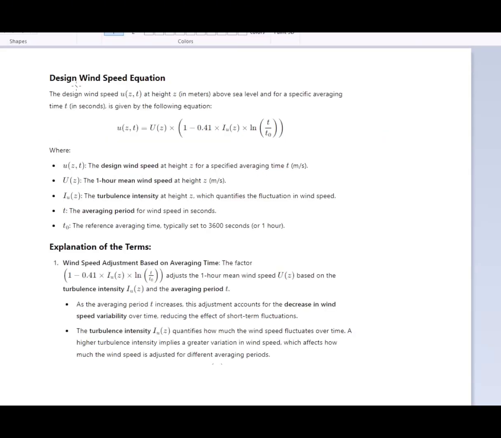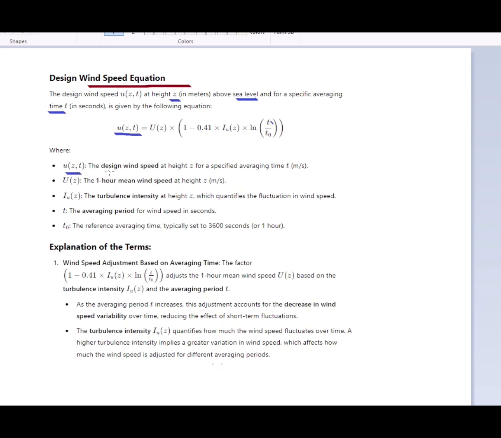I want to explain something related to the design wind speed equation that we have seen in API RP 2A, right? The design wind speed U of Z at height Z in meters above the sea level, for a specific averaging time T, is given by the following equation. This height Z is above the sea level, that you need to understand. And for the specific averaging time T, so it relates the height as well as the specific averaging time. Here U of Z is 1 minus 0.41 into I_U(z) into the natural logarithm of T by T naught, which we have seen.